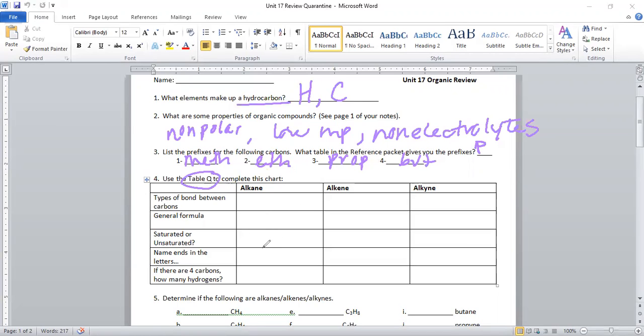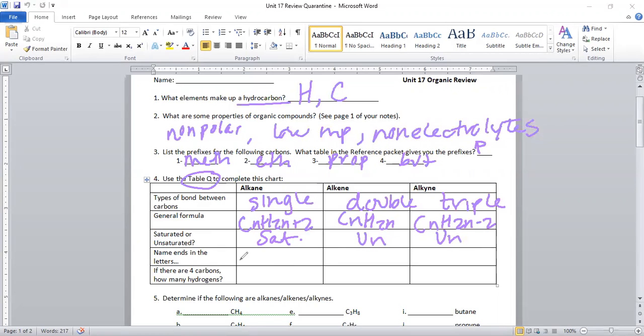So alkanes, what type of bonds? They have single bonds. Alkenes are double. Alkynes are triple. General formula: CnH2n+2, CnH2n, and remember this is in your reference table, CnH2n-2. Saturated or unsaturated? Singles are the ones that are saturated. Both of these are unsaturated. The name would end in ANE, ENE, YNE.